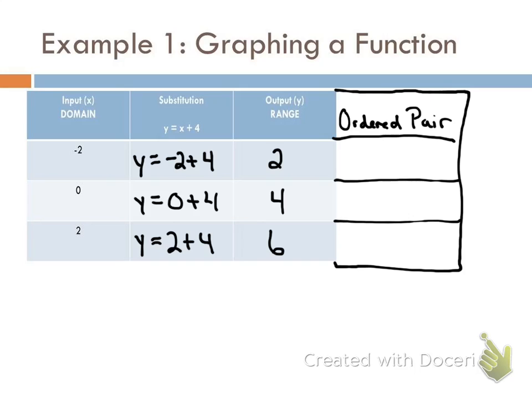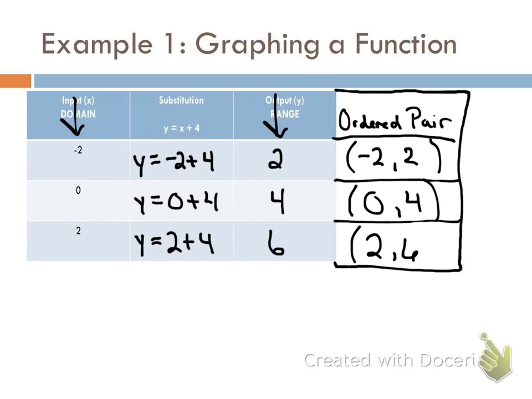So now I have an x value and I have a y value. That seems like enough to me to make an ordered pair. So my ordered pair would be -2, 2. Okay? What would my second ordered pair be? 0, 4. Yes, 0, 4. What would my third ordered pair be? 2 and 6.